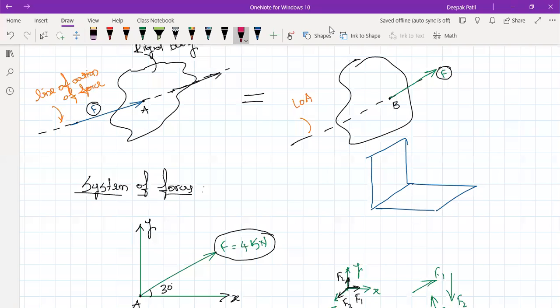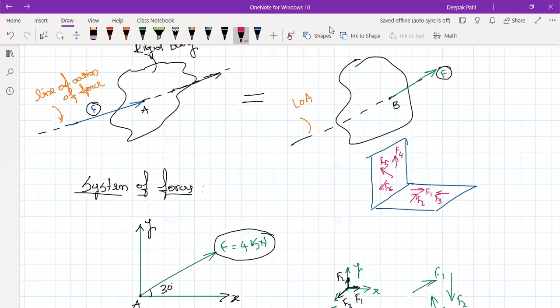Now let this be one plane, and this is another plane. Now in this plane, let us say there are some forces F1, F2, and say this is F3. Now in this other plane, there are some more forces like F4, F5 and F6. Now F1, F2, F3 are on this plane. F4, F5, F6 are on this plane.